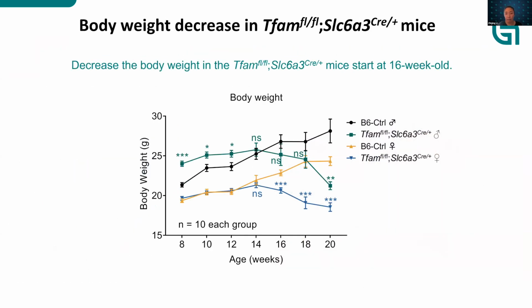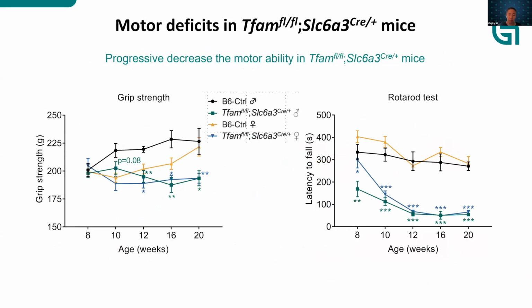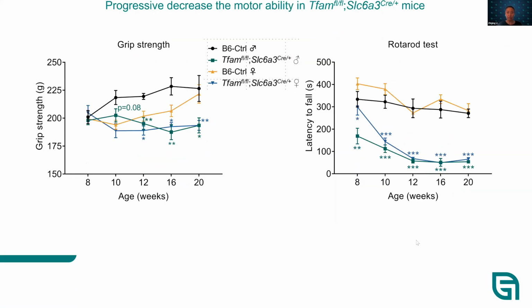And then we can see some body weight change due to the mutation, which is not so surprising because mitochondrial homeostasis is very important for metabolism. On the behavioral side, the grip strength and the rotarod tests show that these animals do have motor function defects. In particular, the rotarod test has been very profound for both males and females at the ages indicated in the plots.